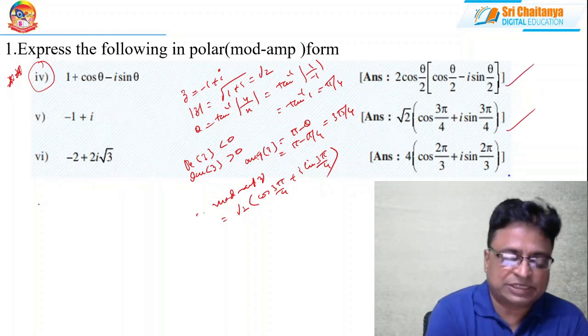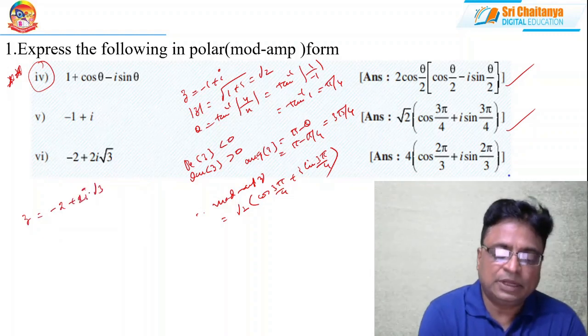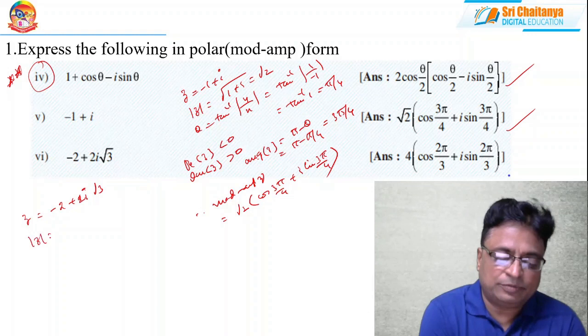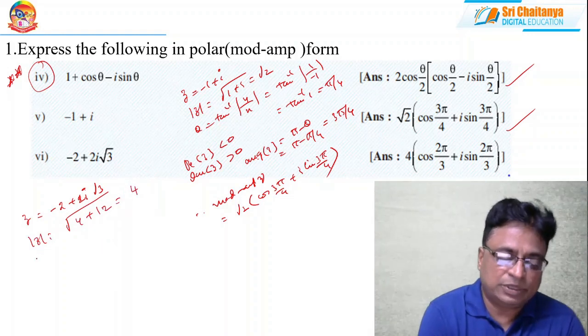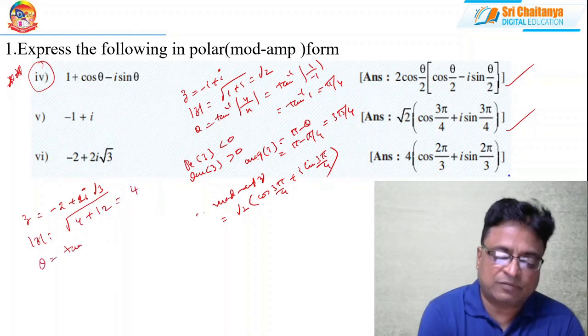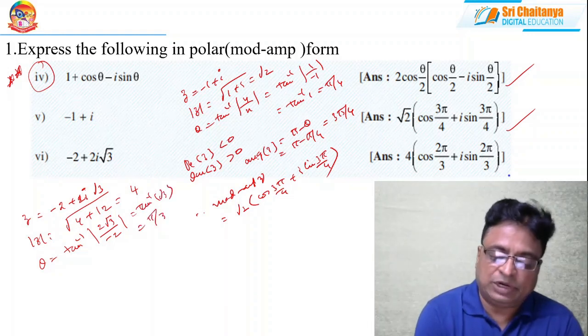And coming to the next one, z is equal to minus 2 plus 2i root 3. Again here mod z is equal to root of 4 plus 12, that is root 16, that is 4. And theta is equal to tan inverse of mod y by x, that is 2 root 3 by minus 2. Of course tan inverse root 3, that is pi by 3 only.